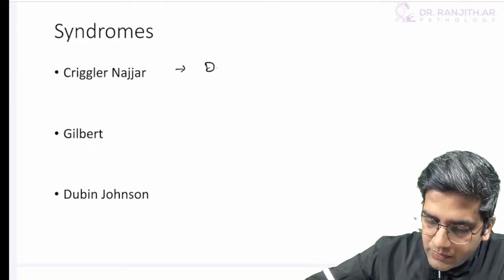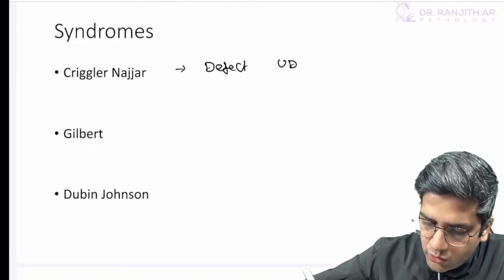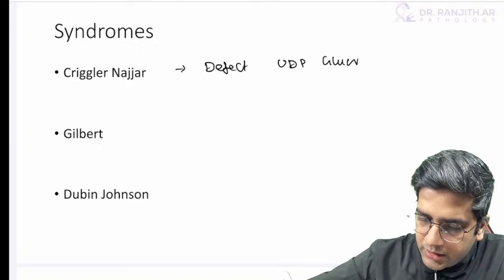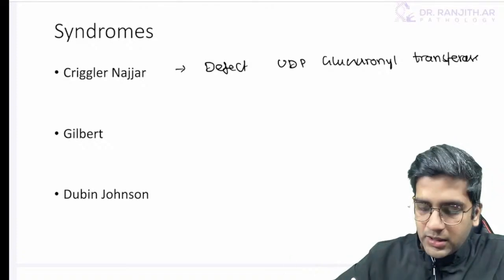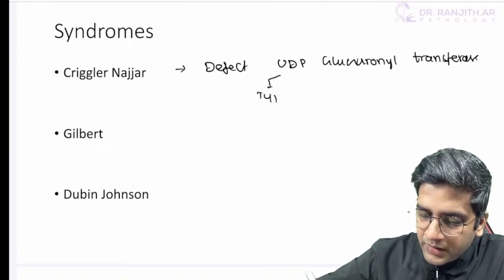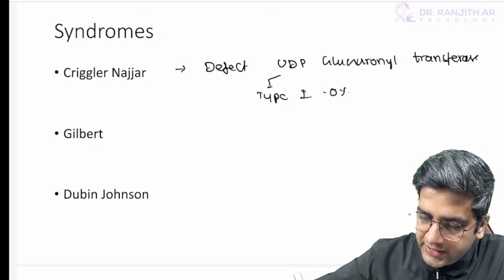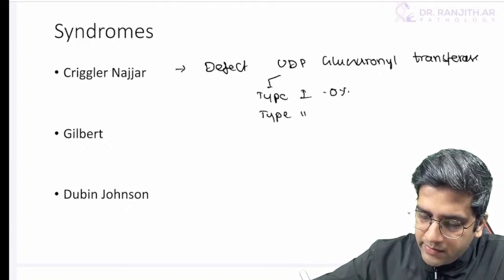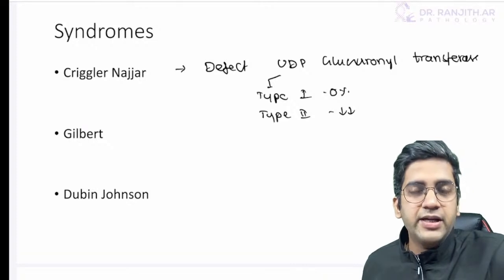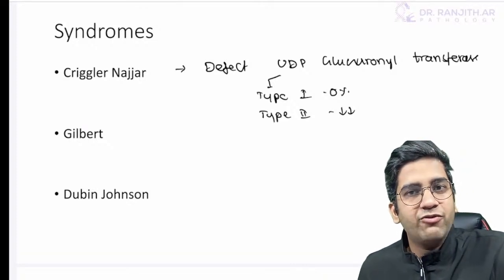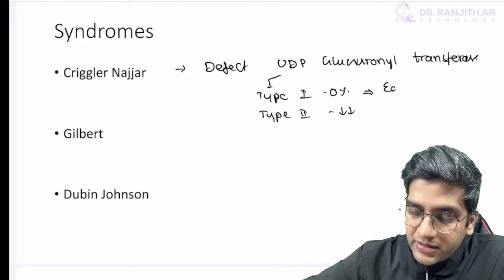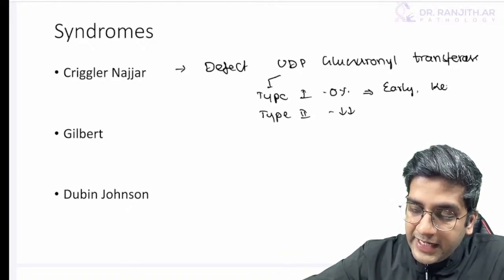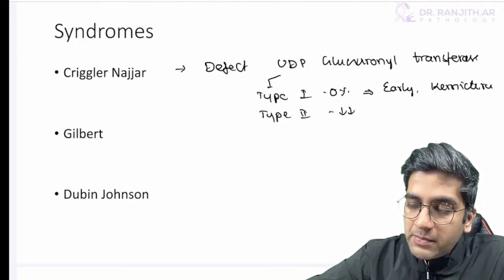Crigler-Najjar, there's a defect in the enzyme UDP glucuronyl transferase. Okay, UDP glucuronyl transferase, that's a problem here. So I have two types. The type 1, I'll have 0% functioning enzyme. Type 2 of Crigler-Najjar or type B of Crigler-Najjar, there'll be reduced enzyme, right? If it's 0% functioning enzyme, can I have conjugation? There'll be no conjugation at all, right? So this will present very early presentation, and the patient might end up in having kernicterus. What do you mean by kernicterus?